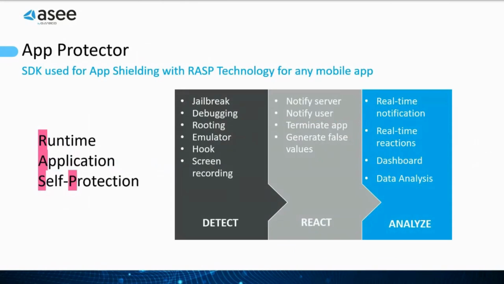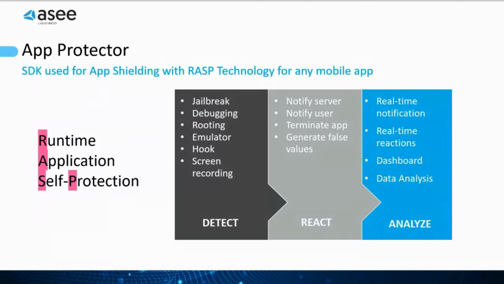App Protector is actually a RASP SDK. It is based on the RASP technology, and it can detect jailbreaking, debugging, rooting, emulators, hook, screen recording for iOS. It can react on these detections by notifying the server, by notifying the end user, by terminating the app, or generate false values, for example, when logging into internet or mobile banking.